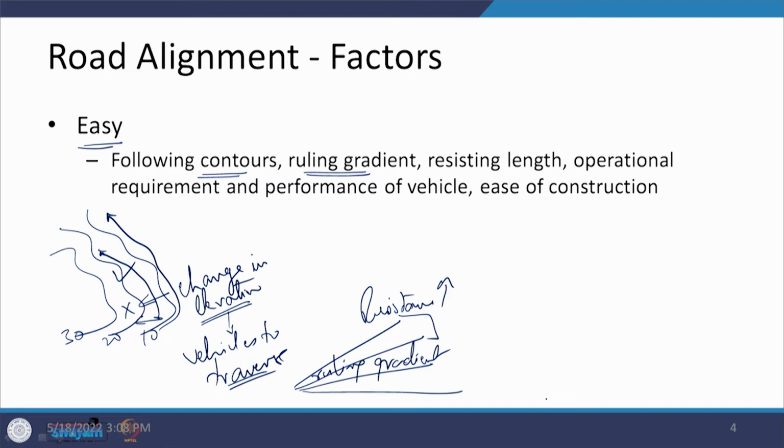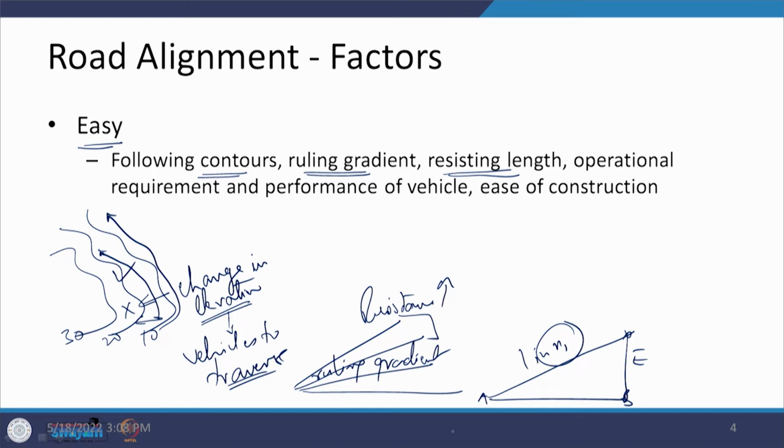Now, when we are looking at this, another aspect is the resisting length. Say we are going to connect point A with respect to point B, which is at a height E. Now, when we are connecting this and we say that we are going to connect it by a certain value, 1 in N1, then whether this 1 in N1 is feasible or not with respect to the vehicle performance is another important thing.